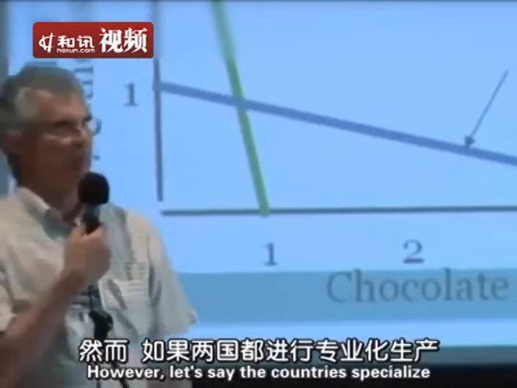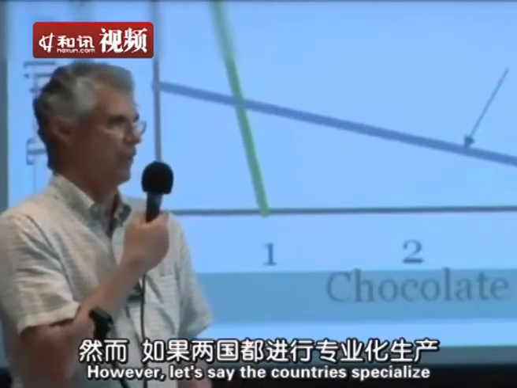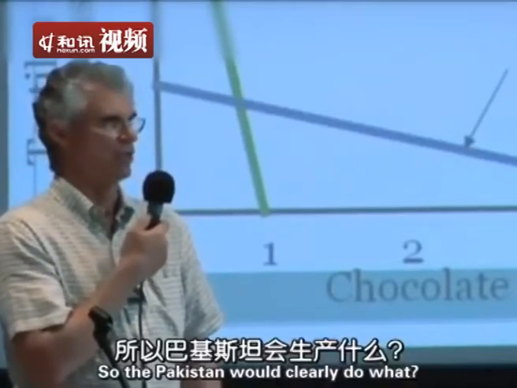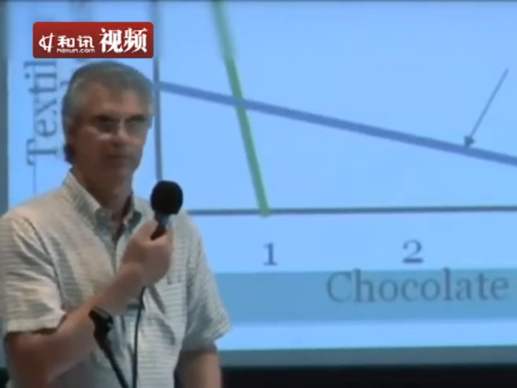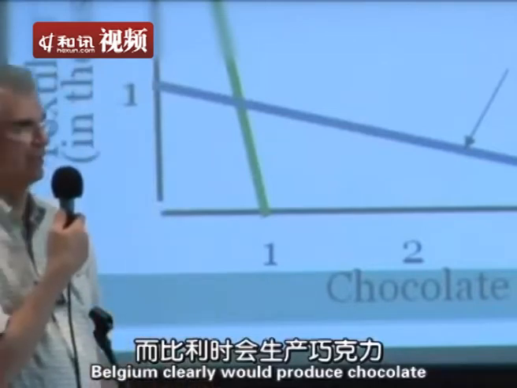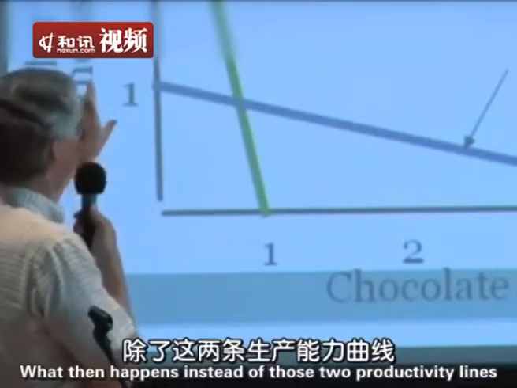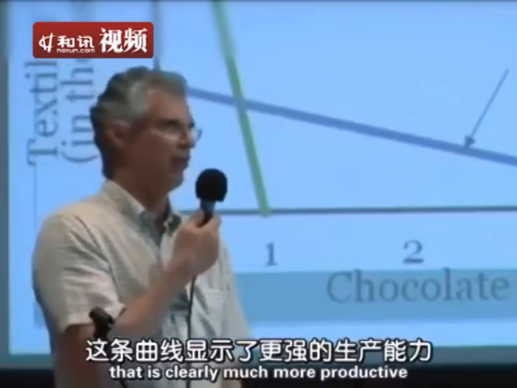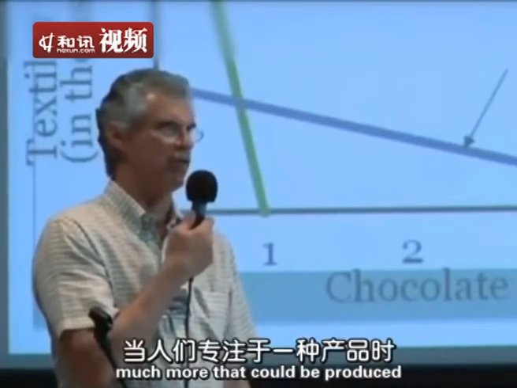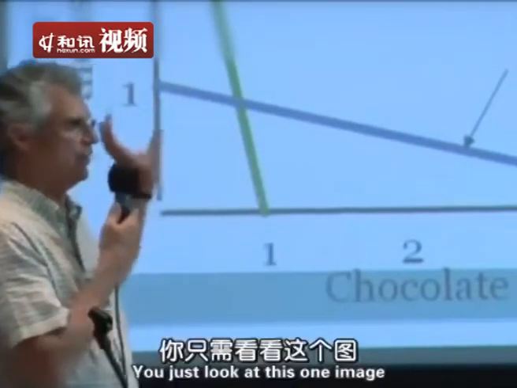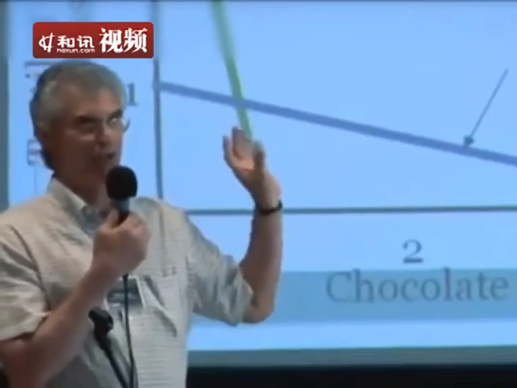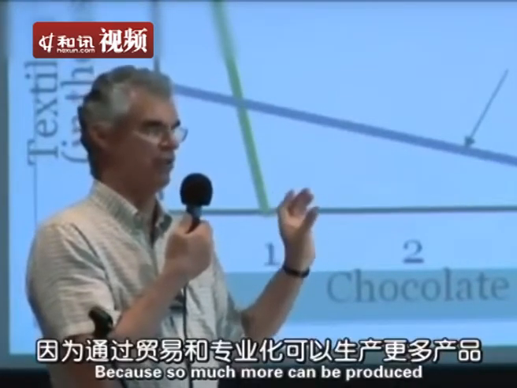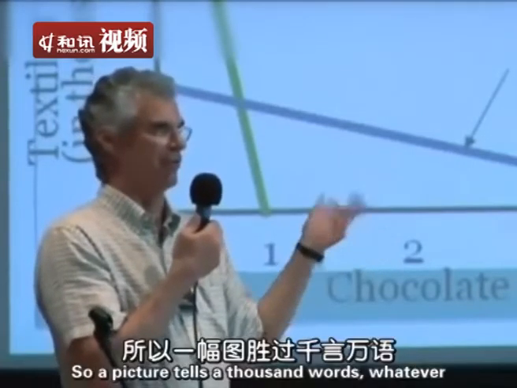However, let's say the countries specialize and they trade with each other, and each country does what they do best. So the Pakistanis would clearly do what? Textiles. And the Belgians clearly would produce chocolate. Now, instead of those two productivity lines, you have a new productivity line that is clearly much more productive, much further out there. Much more can be produced when people specialize. So you just look at this one image, and you say, this is why economists love trade. This is why economists love specialization. Because so much more can be produced. So it's like a picture tells a thousand words.